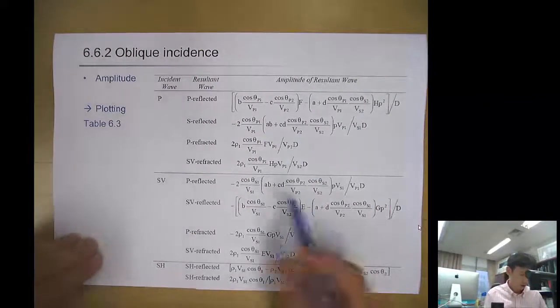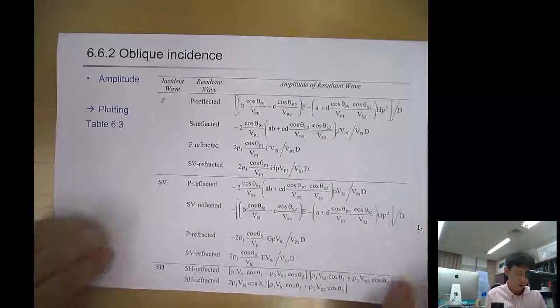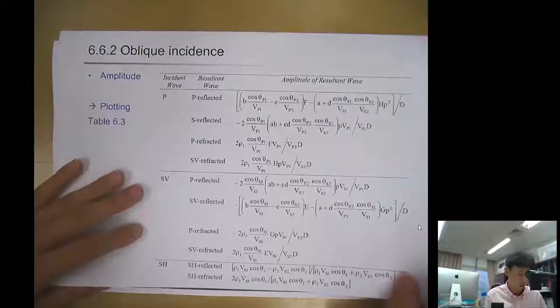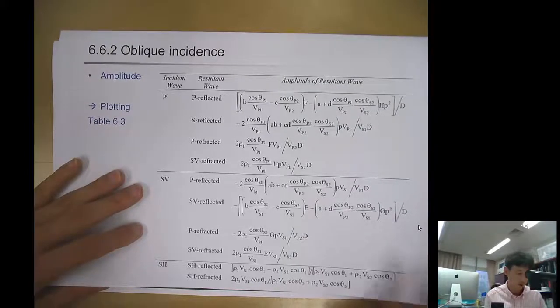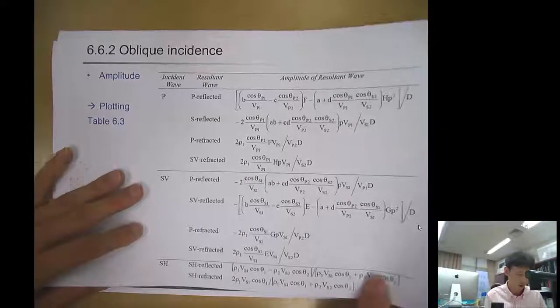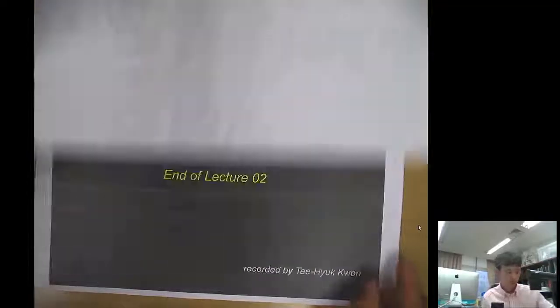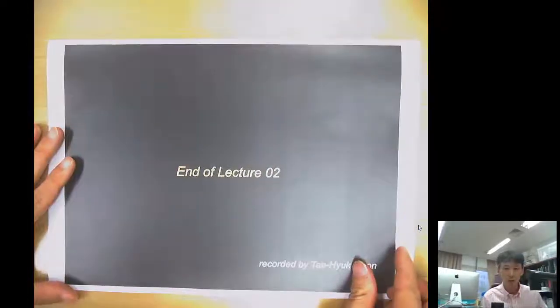And there are tables in the textbook. They show and derive the amplitude of the resultant wave when you have oblique incidence. So in the homework, we're gonna plot this for several cases. This is the end of lecture 2. Thank you.